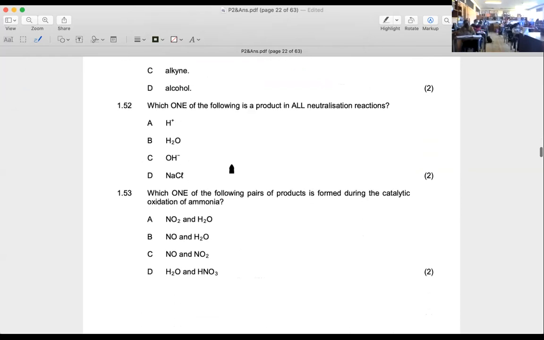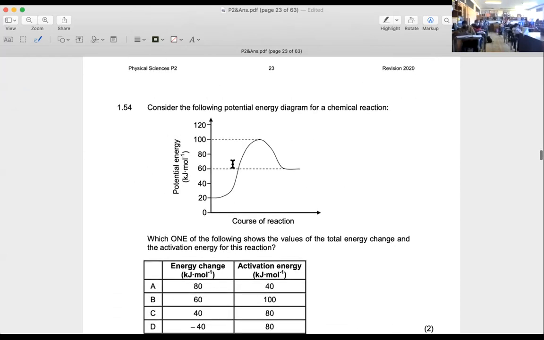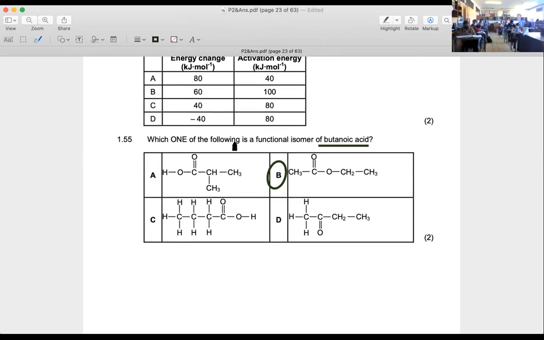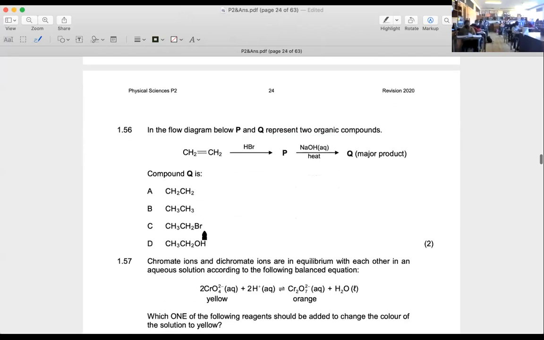Okay, we don't want to do acids and bases at the moment. I'm just looking for this type of ones with how you turn from one thing to another. Okay, I like 1.58. Now this is how the long questions normally look. In the flow diagram below, P and Q represent 2 organic compounds. So look at that. Double bond, add hydrogen bromide, and you get P. Then add sodium hydroxide, and then you get another thing.